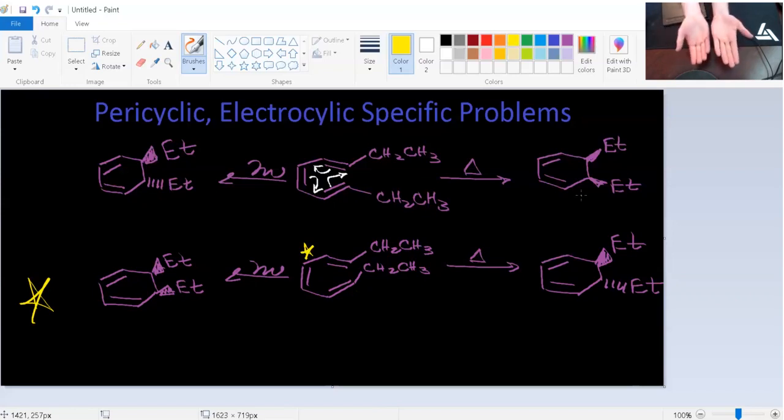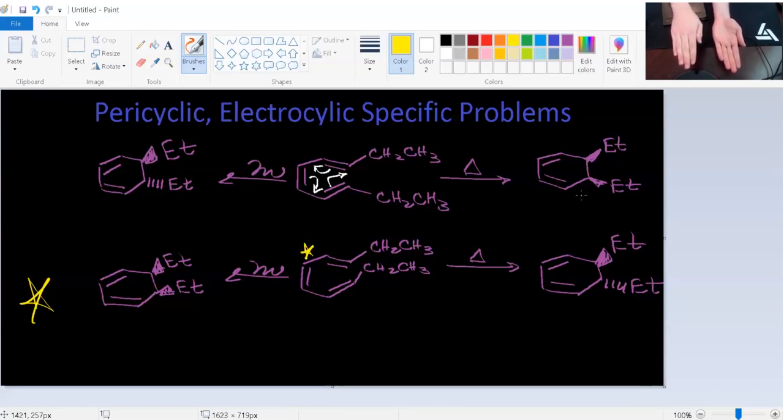So if we went over to the photochemical, we're starting with an odd number of pairs of electrons. We have a photochemical condition. So that means that we are changing our molecular orbital, our highest occupied molecular orbital, so the HOMO.